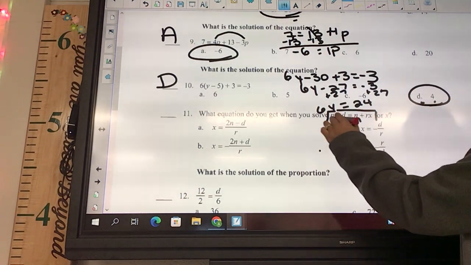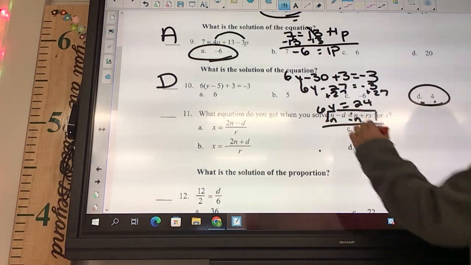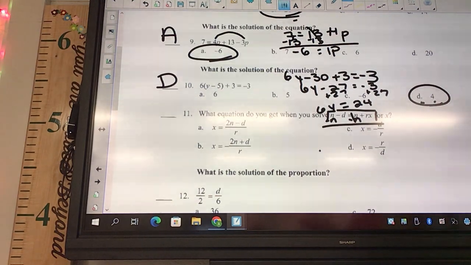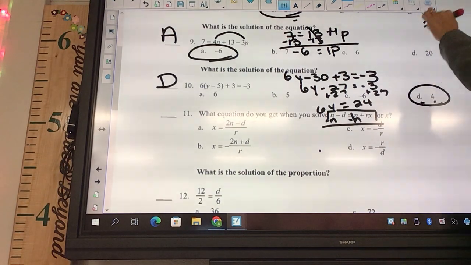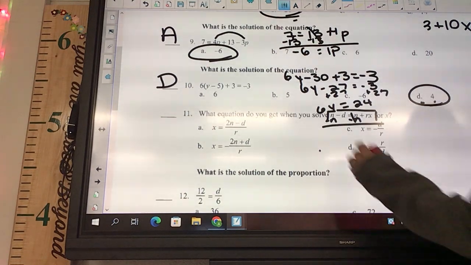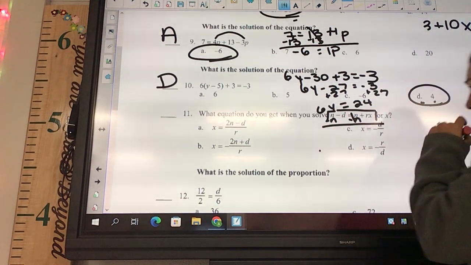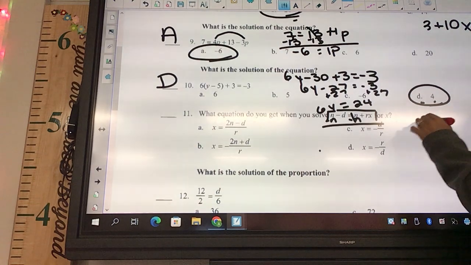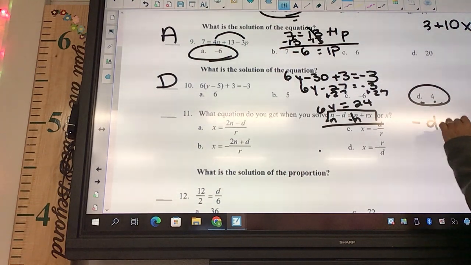It's going to be minus n. The same way we move everything but the letter last is the same thing we do here. If you had something like 3 plus 10x, you would subtract the 3 first. You're going to subtract the n first. Well, n minus n is going to be 0. There's no n's left, so you got negative d equals rx.